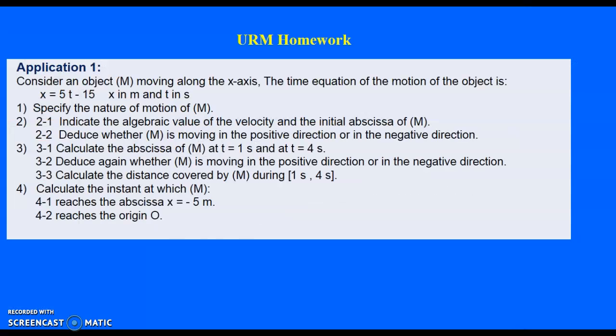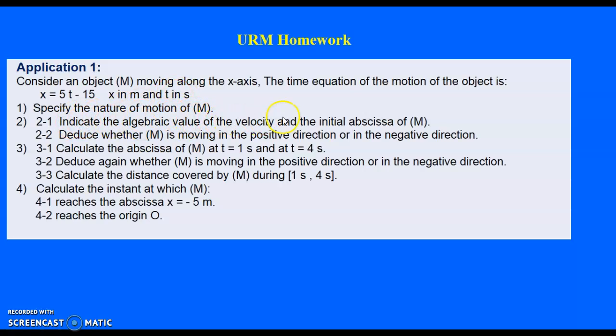Application 1. Uniform rectilinear motion. Consider an object M moving along the x-axis. The time equation of the motion of the object is x equal 5t minus 15, where x is in meter and t in seconds. Specify the nature of motion of M.